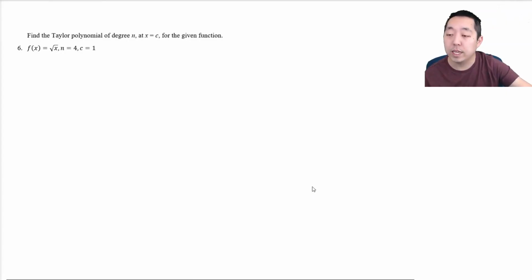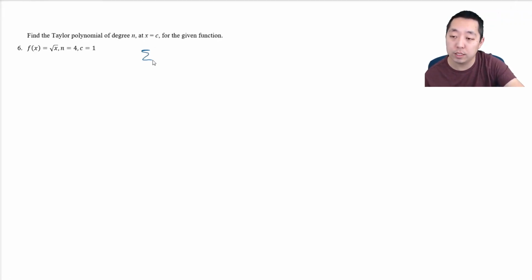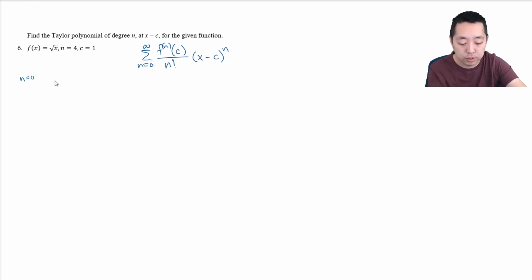Okay, find the Taylor polynomial degree n at x equals c. So here the Taylor polynomial is just slightly different on the formula. You do the nth derivative still, but you evaluate it at c over n factorial, and then you center it, you do x minus c to the n. So we still kind of have the same process. It's just we're going to evaluate the derivative at a different point.